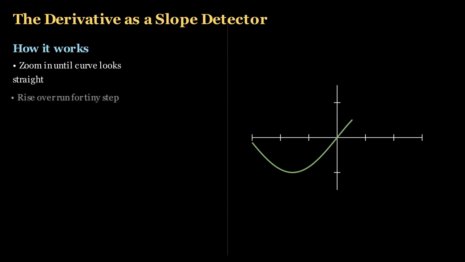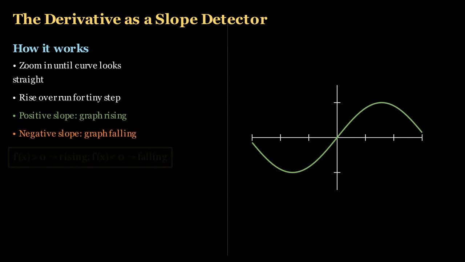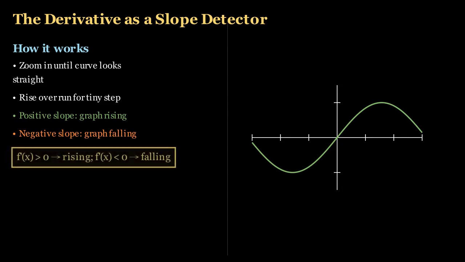If the line tilts upward to the right, the derivative is positive, meaning the function is increasing. If it tilts downward, the derivative is negative, and the function is decreasing. And if it's perfectly flat, the derivative is zero. That's a peak, a valley, or a flat plateau. The sign of the derivative is a simple detector. Positive means rising, negative means falling, zero means level.